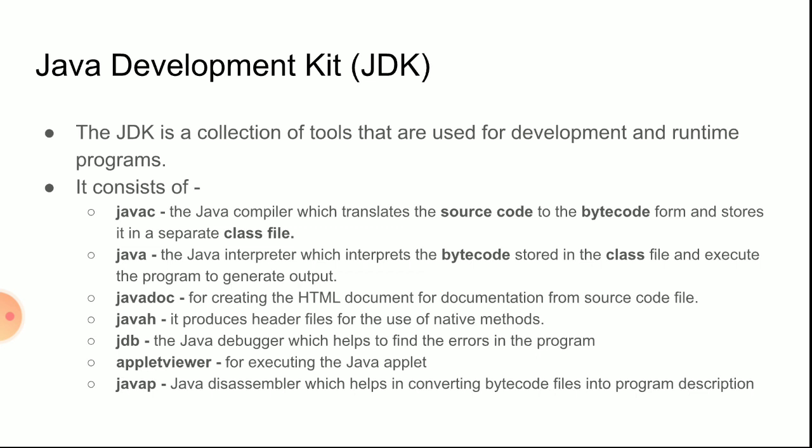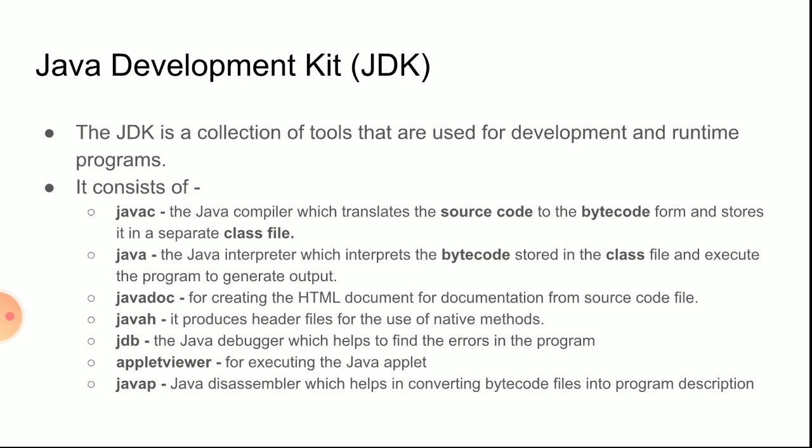So the Java interpreter interprets, which means it checks each and every line of the program. It interprets the bytecode in the class file and executes the program to generate output. In order to check each and every line of the program, the java command will not understand high level language. It has to be converted to bytecode. So it interprets the bytecode stored in the class file and executes the program to generate output.